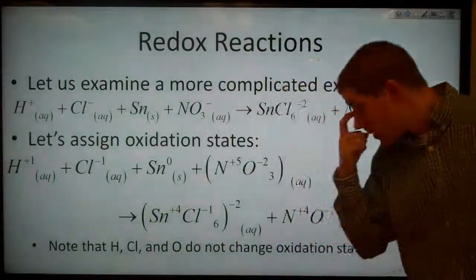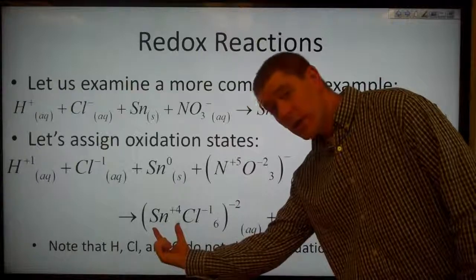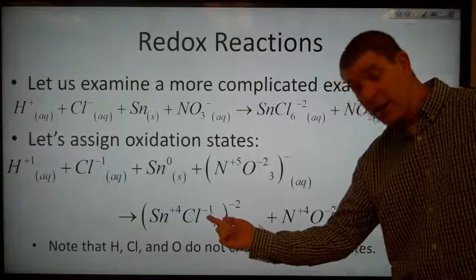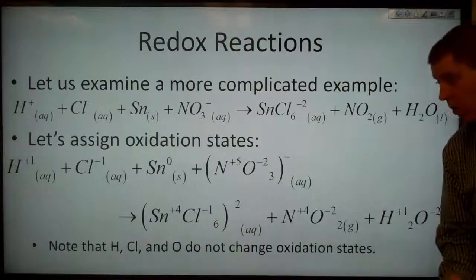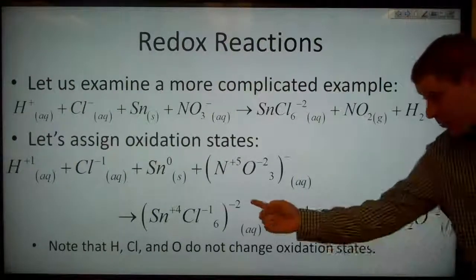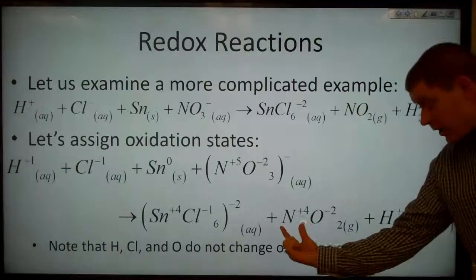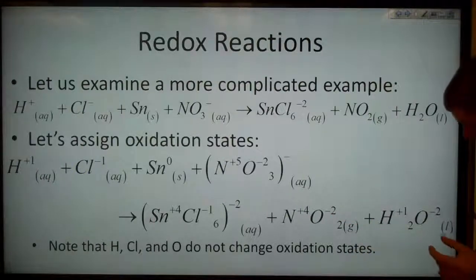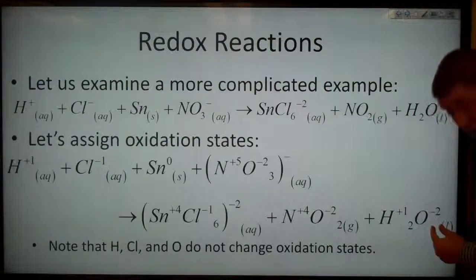Those react to yield our tin 4 chloride. It's tin 4 because we have tin with an oxidation state of +4. The chloride still has an oxidation state of -1. There's a charge of 2 minus on the whole thing. I've written it here as -2, it really should be 2 minus. The nitrogen has an oxidation state of +4. In NO2, the oxygen has an oxidation state of -2. The hydrogen has an oxidation state of +1, and the oxygen in the water has an oxidation state of -2.